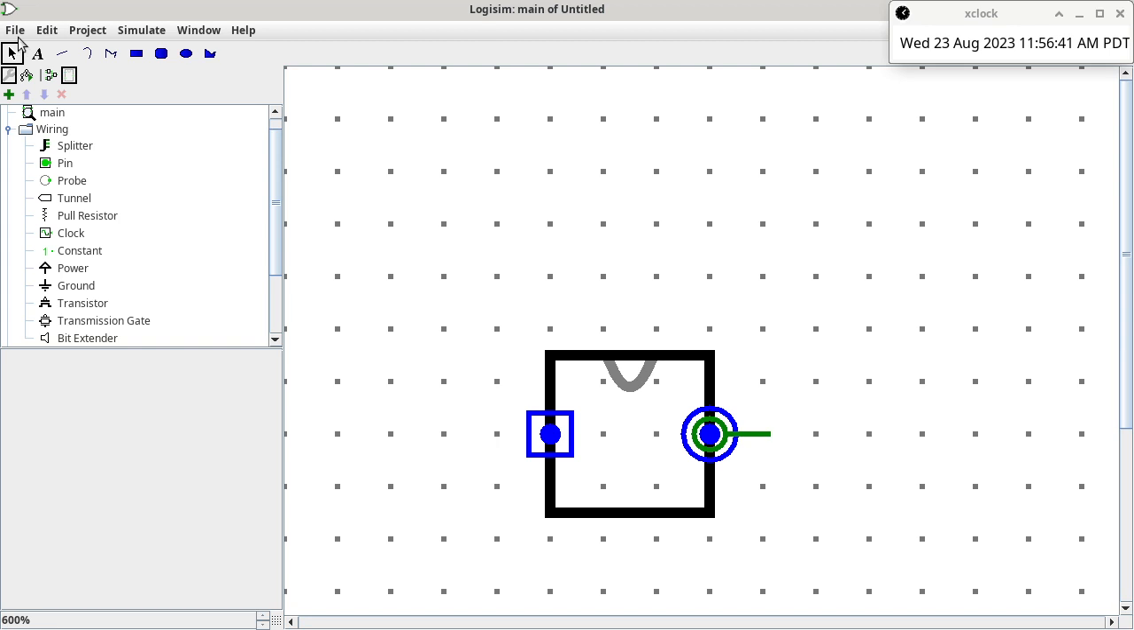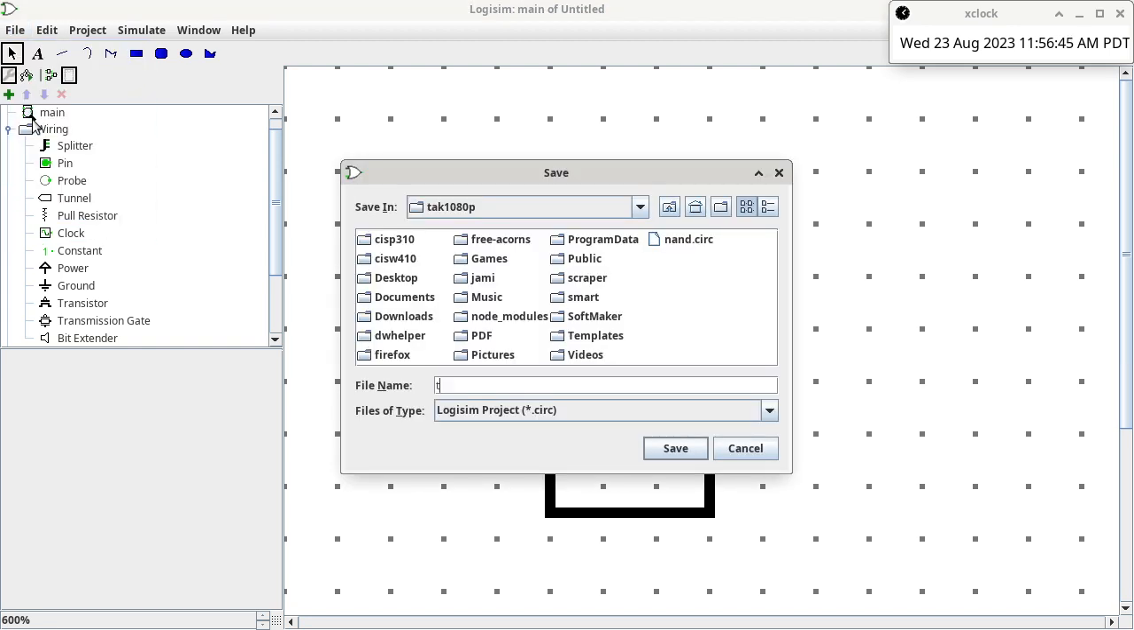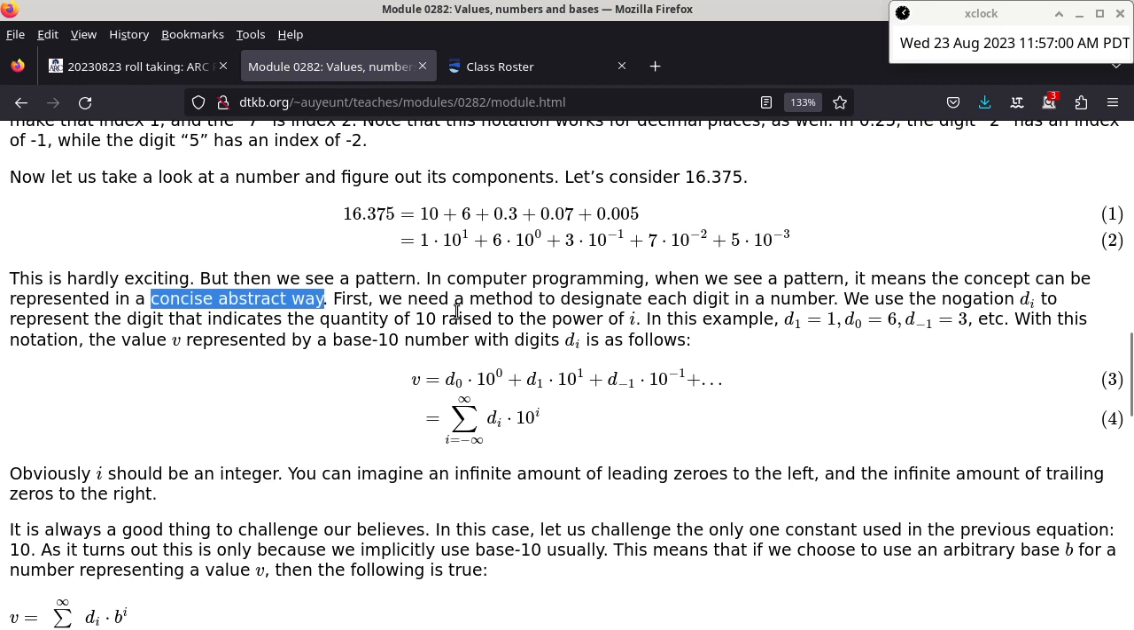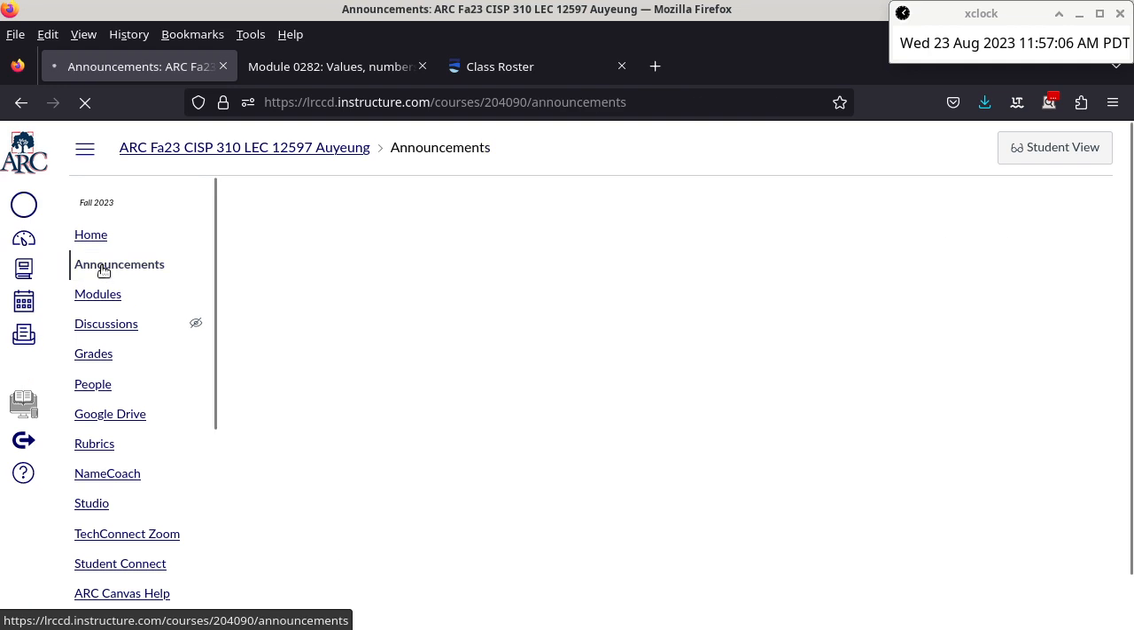And let me save it first. So file, save, and we'll call it tax-nand2. And it's gonna put it into, well, I got this one already. So we'll just do it this way, and then switch to Canvas. And go to announcement. So I'm going to send it to you by announcement.